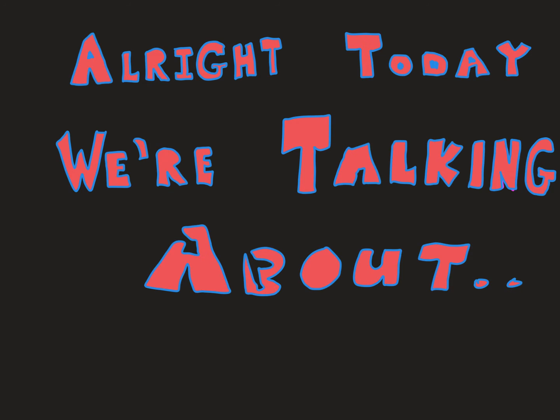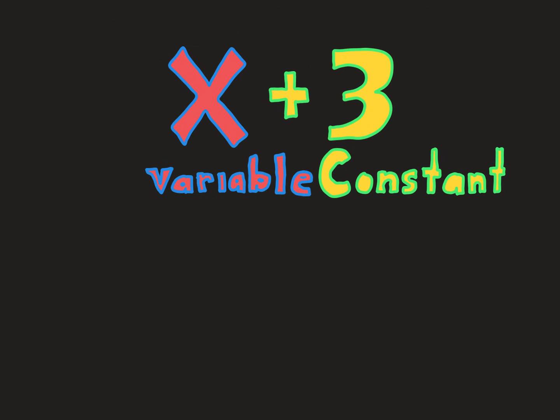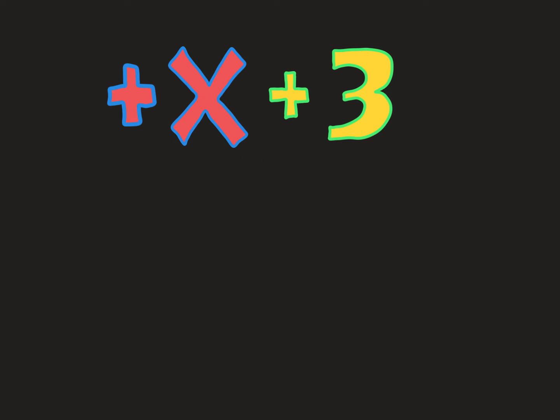All right, today we're talking about terms. And we've already talked about how terms can be two things. They can be a letter, a variable, or a constant, a number. Now in this one, we've got two terms. We've got x and plus 3. What's sneaky is that x has that plus sign in front of it that's kind of invisible, so let's put it in. So right now we have the expression x plus 3. There is no equal sign, so it's just an expression, not an equation.